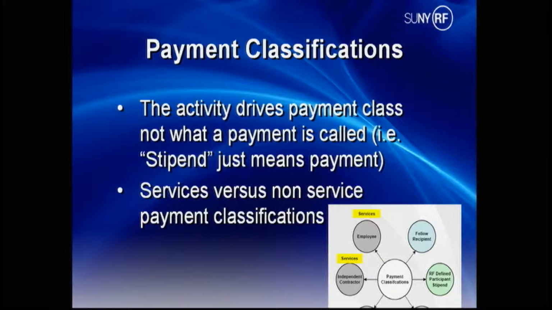And then, the easiest may be service versus non-service classification. So once you know if there's services required, you can look to independent contractor or employee. If it's non-services, then you're going to go down the list and see whether it falls into a fellowship, participant stipend, rent, or royalty. And we're going to talk a little bit about that.